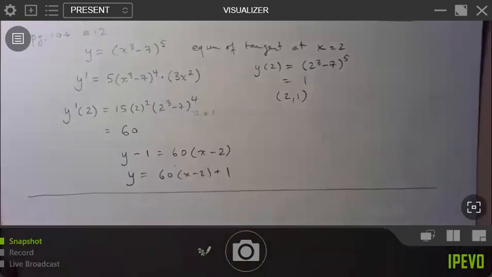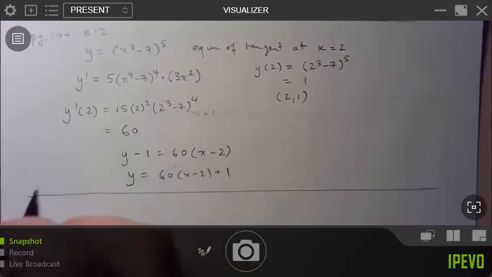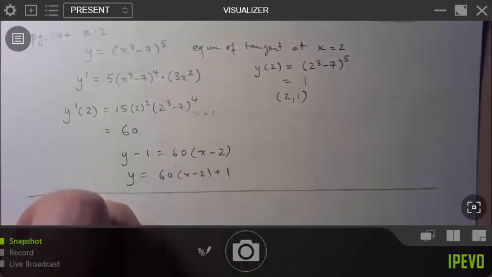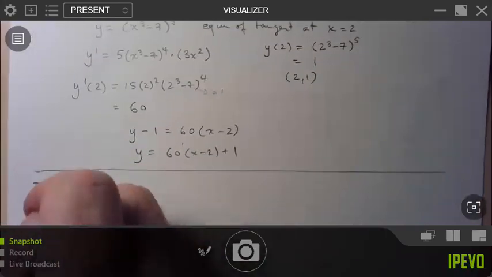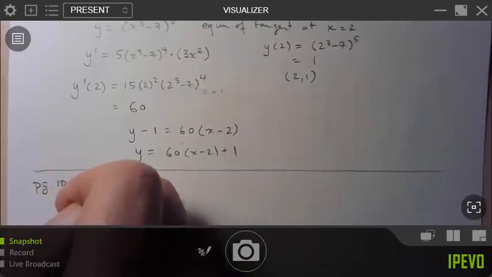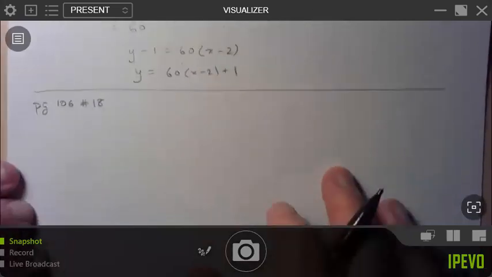Alrighty, let's take a look at, what was the last one? Number 18. So it says, show that the tangent to the curve, blah, blah, blah, at the point 1, 3 is also tangent to the curve at another point. Oh, that's a nice question. That's a very nice question. I think I'm going to have enough room here. So page 106, number 18.